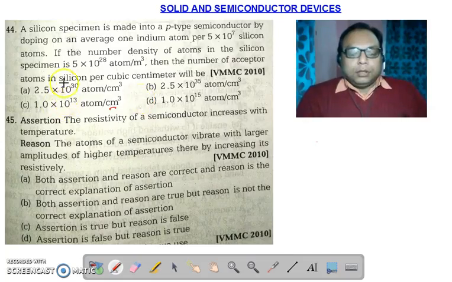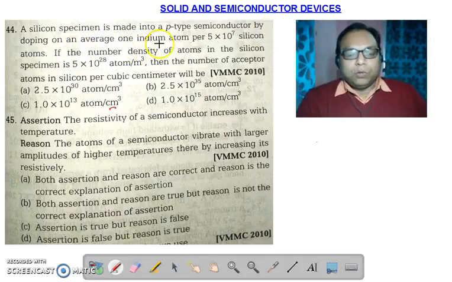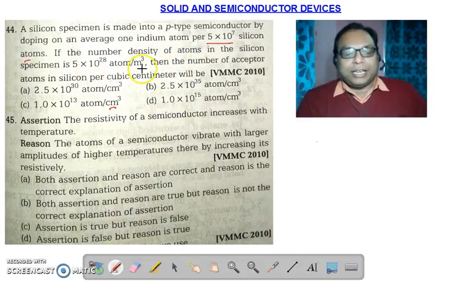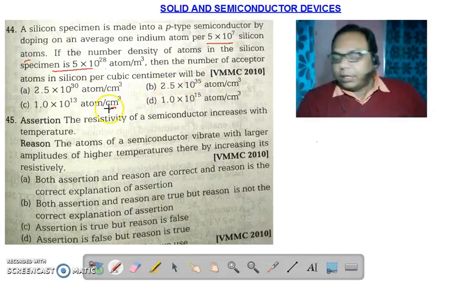Let's see question number 44. A silicon specimen is made into a p-type semiconductor by doping on an average one indium atom per 5 into 10 to the power 7 silicon atoms. If the number density of the atoms in the silicon specimen is 5 into 10 to the power 28 atoms per centimeter, then the number of acceptor atoms of the silicon per cubic centimeter will be. Let's see.